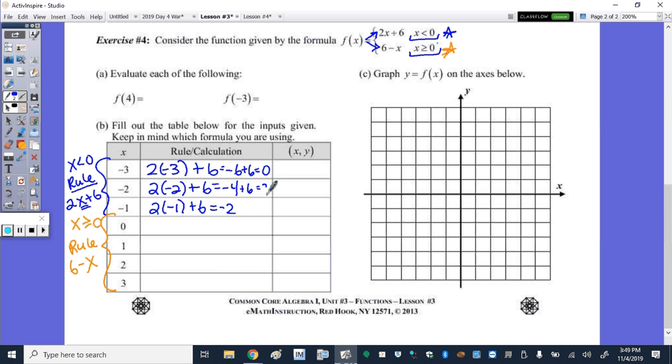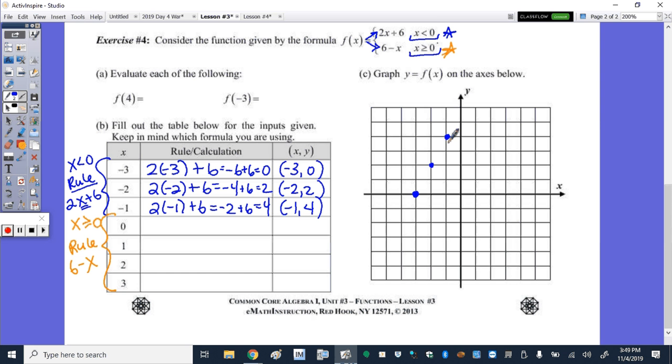Add 6, we get 2. Add 6, we get 4. So the points I need to plot are negative 3, 0, negative 2, 2, and negative 1, 4. So let's plot those. So negative 3, 0, we're right on the x-axis. Negative 2, 2, negative 1, 4.